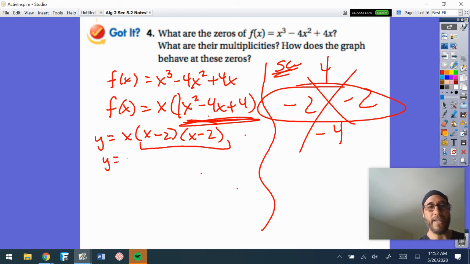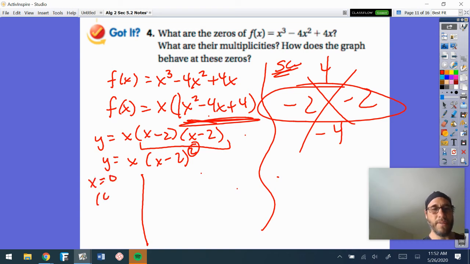So I could get fancy here, and I could write it as x minus 2 squared, and I'd want to. Why? Because that's even. All right, let's find our zeros. X equals 0. That means we have a point at 0, 0. And what does that mean? That means it has a multiplicity of 1. What happens if it has a multiplicity that's odd? It goes through it. All right, now let's do this one.